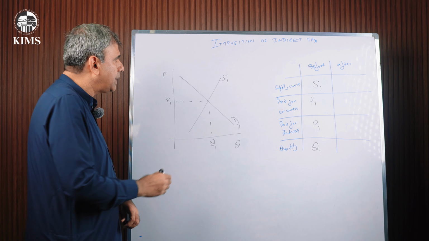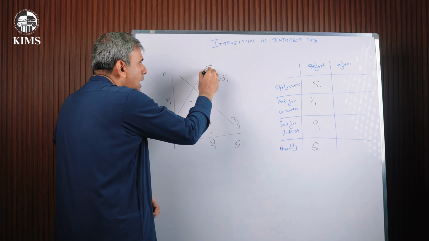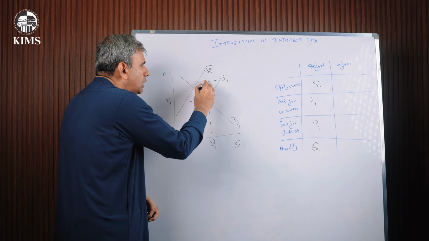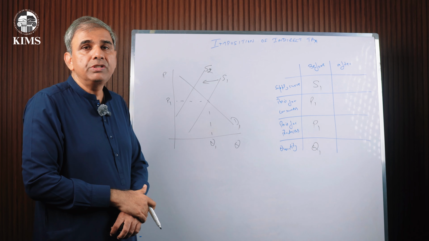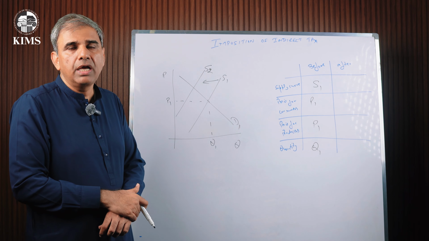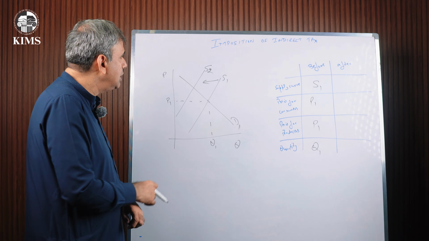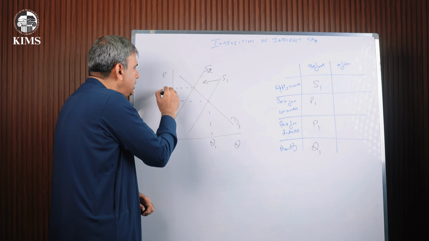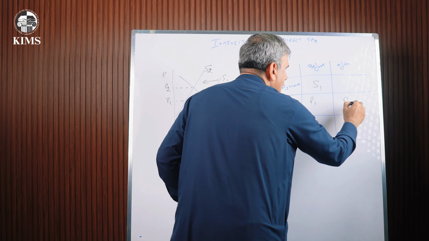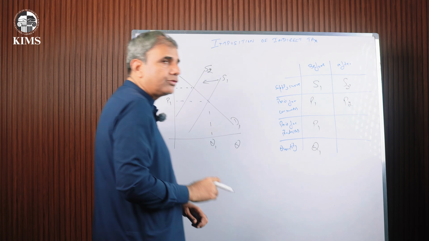After the tax, the supply curve shifts upward with the amount of tax. You can either show an arrow showing a leftward shift, or you can also show an upward shift arrow sign. So that will raise the price to P2 for the consumers. So the price for consumer will go to P2 as the supply curve has become S2.